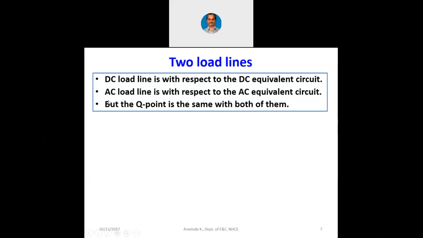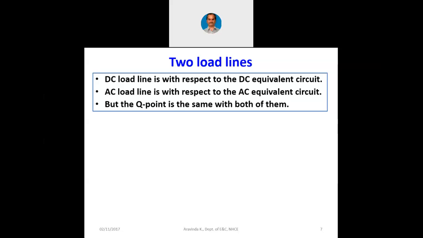Now, we have seen how to write an AC equivalent circuit for an amplifier, right? Considering the AC ground, shorting all the capacitors, we have written AC equivalent circuits for the amplifiers. Now, with respect to the AC equivalent circuit, can we have a load line? With respect to the AC equivalent circuit, we will have input and we will have output. Can we plot a load line? We can plot a load line. I am going to show you later how to plot it. That is called the AC load line. But the Q point is the same with both of them.